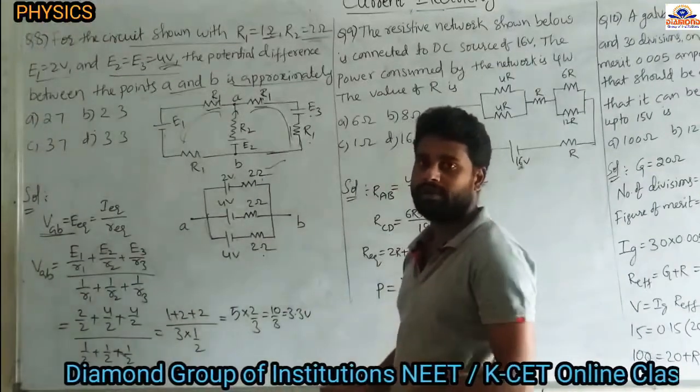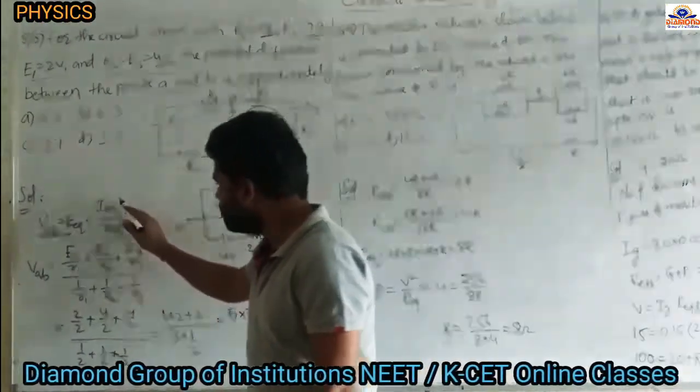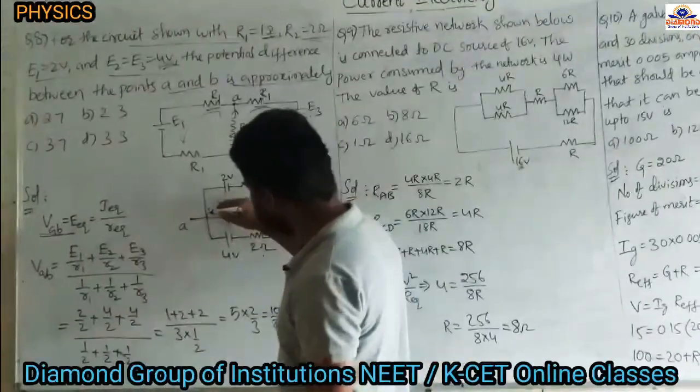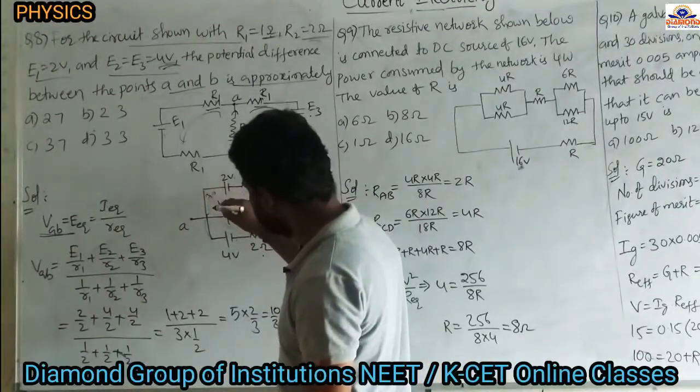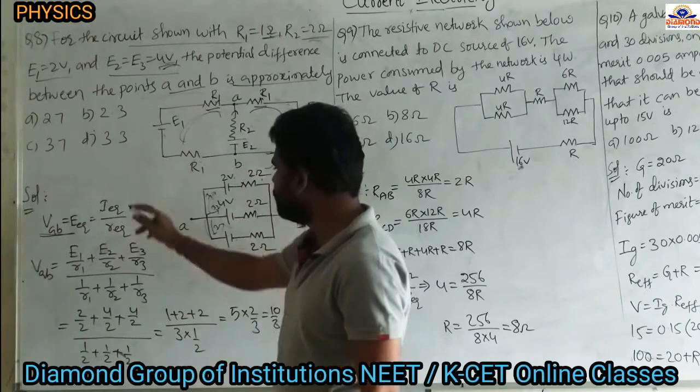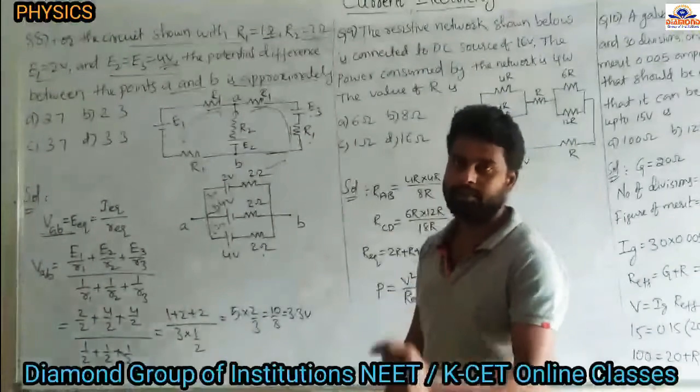From Ohm's law, I equals V by R, so V equals I by R. I is nothing but I equivalent by R equivalent. So I equivalent equals the sum of the currents: this side I1 current, here I2 current, and this is the I3 current. So I equivalent equals I1 plus I2 plus I3.